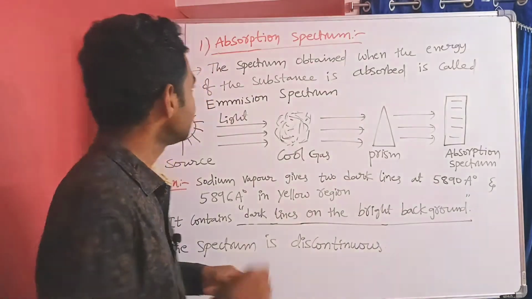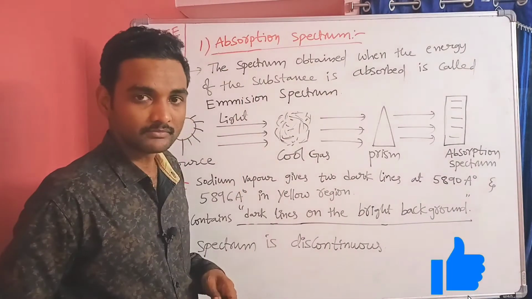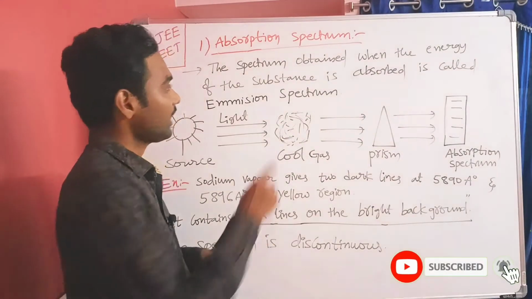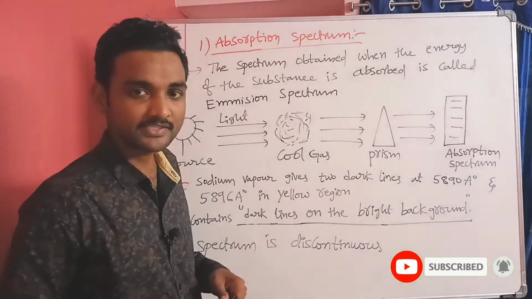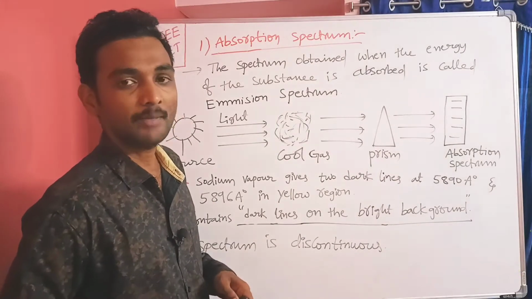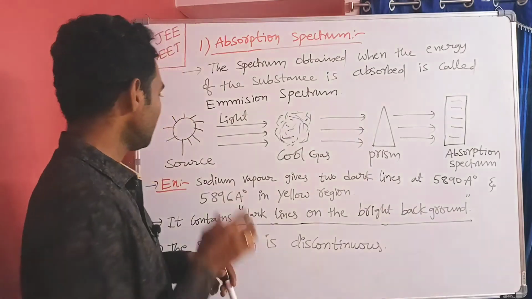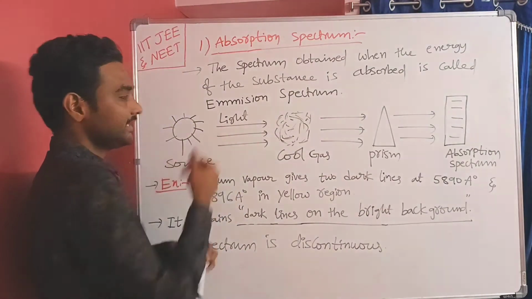Okay, next one, absorption spectrum. What is absorption spectrum? The spectrum obtained when the energy of the substance is absorbed is called absorption spectrum. Now how can you record the absorption spectrum? See, it is a source, it can release light.